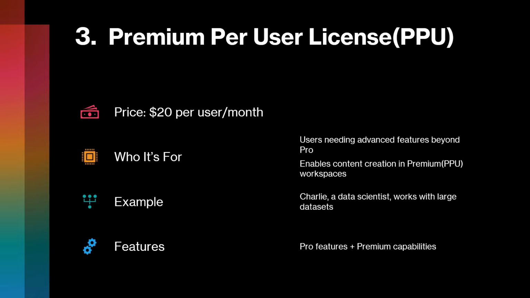So let's summarize the Premium Per User license. The cost of the Premium Per User license is $20 per user per month. Who is it for? It's for users needing advanced features beyond Pro, and it enables content creation in Premium PPU workspaces. If I talk about the example, Charlie, a data scientist who works with large datasets, and users like Charlie can purchase the Premium Per User license. It comes with Pro features plus some Premium capabilities. So this is all about the Premium Per User license, also called PPU. Let's discuss another license.